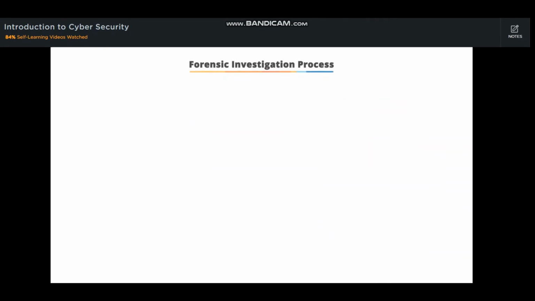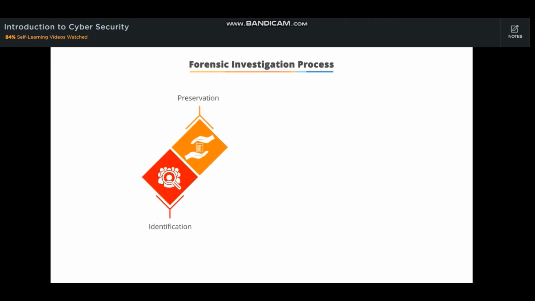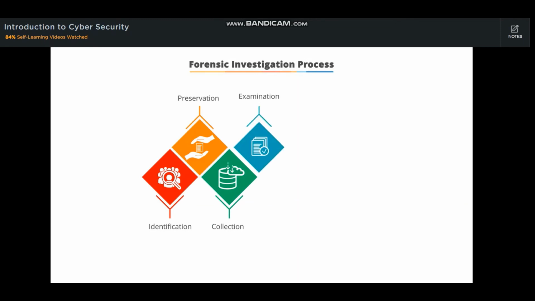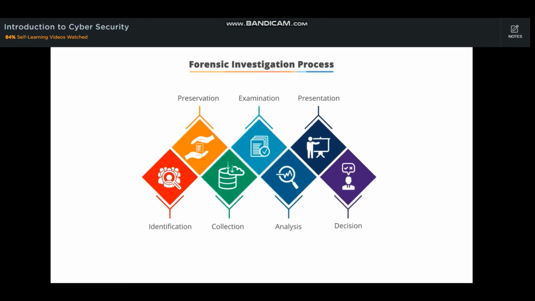The process: identification, preservation, collection, examination, analysis, presentation, decision. The digital forensic process is a recognized scientific and forensics process used in digital forensics investigations. The goal of the process is to preserve any evidence in its most original form while performing a structured investigation by collecting, identifying, and validating the digital information for the purpose of reconstructing past events.